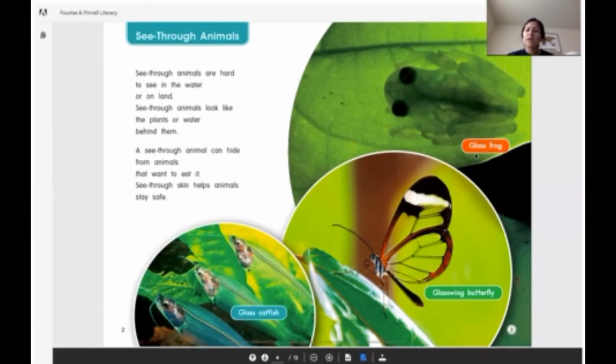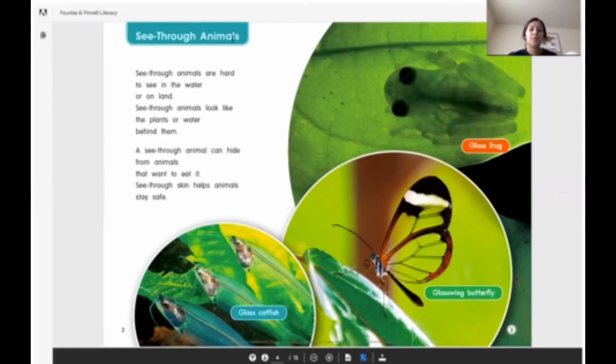Glass, right? Why do you think that it's called a glass frog? You think because you can see through it like a window? Yeah, I think that's why the butterfly is called a glass-winged butterfly, because I can see right through the butterfly's wings and I can see what's on the other side of the butterfly. All right, let's read the first page together. I will read then, you will read. Are you ready? Point to the words and follow along.